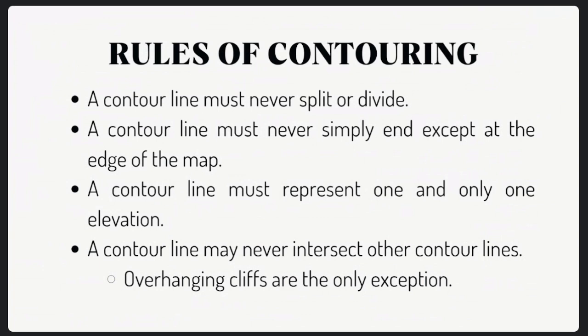Rules of contouring. A contour line must never split or divide. A contour line must never simply end except at the edge of the map. A contour line must represent one and only one elevation. A contour line may never intersect other contour lines, except at overhanging cliffs.